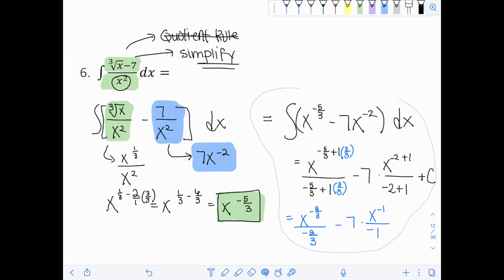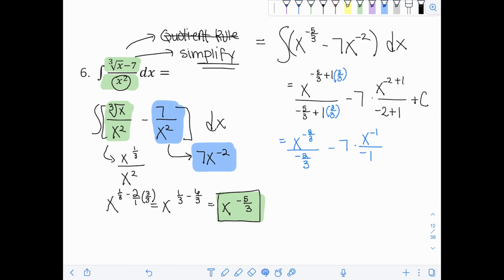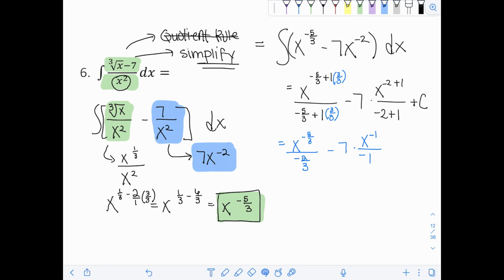I'm going to move my work here just so I have some extra space to do the simplifying, because there really is a lot of algebra that we're using for this particular problem. So for that first fraction, one rule from algebra 2 is that if you divide by a fraction, it's the same thing as multiplying by the reciprocal. The reciprocal just means to flip that fraction. So this is going to become negative 3 over 2 times x to the negative 2 over 3.